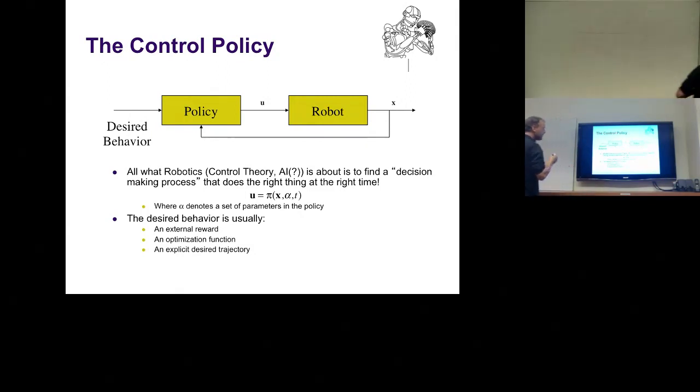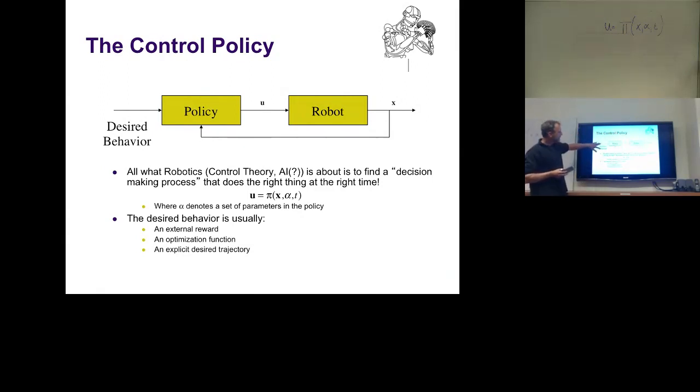And so the control policy is, in general, simply written as u equals pi as a function of state x, some parameters alpha, and potentially time t. So this is the policy. Very, very general. Again, if you knew this function, things would be great. We'll talk about what the parameters mean. We'll talk about what time means. We'll get all back to this.